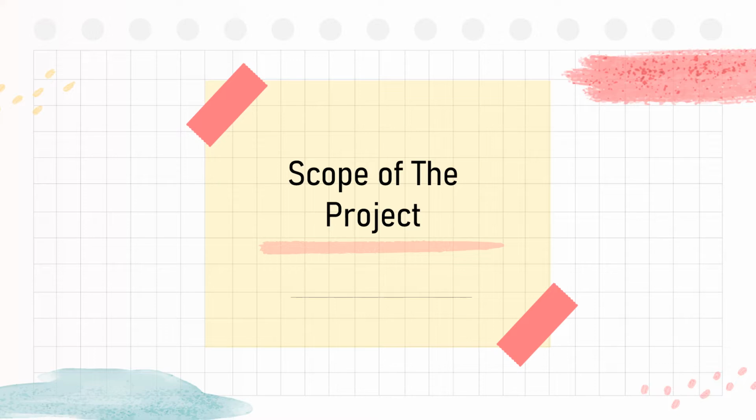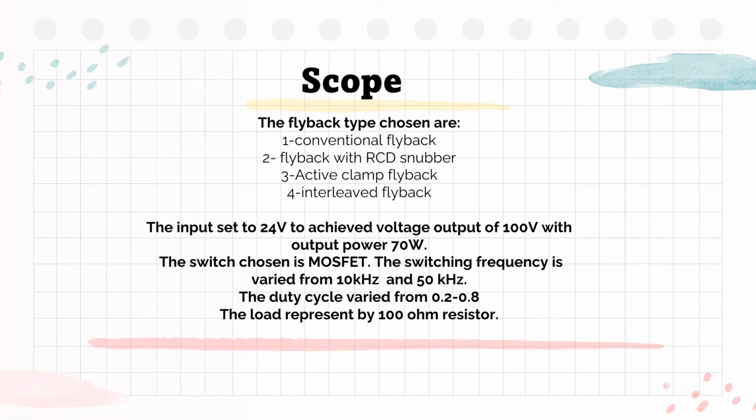Scope of the project. The flyback types chosen are conventional flyback converter, flyback with RCD snubber, active clamp flyback, and interleaf flyback. This project consists only one part, which is modeling simulation using MATLAB and Simulink. For the simulation, these topologies had been tested with various values of duty cycle starting 0.2 up to 0.8 and switching frequency which is 10 kHz and 50 kHz.